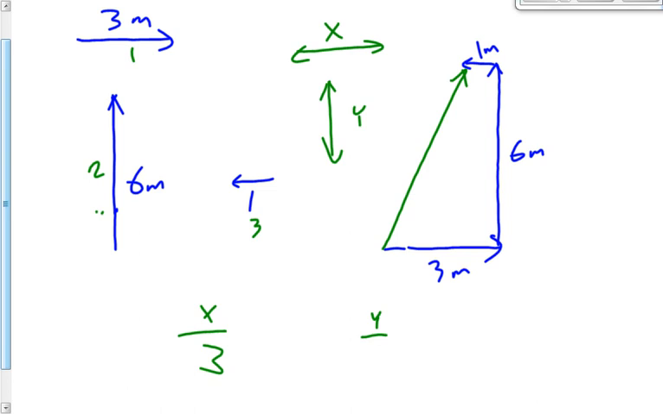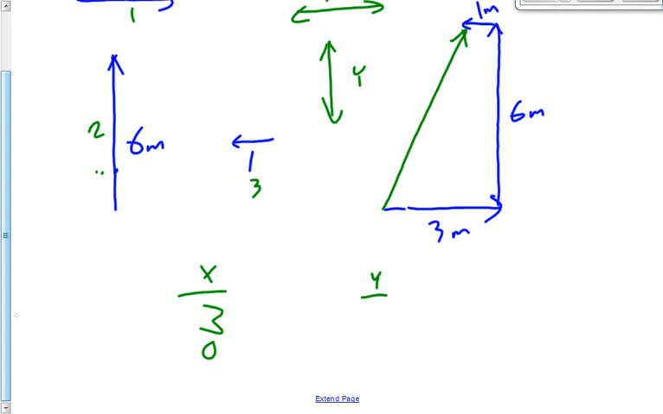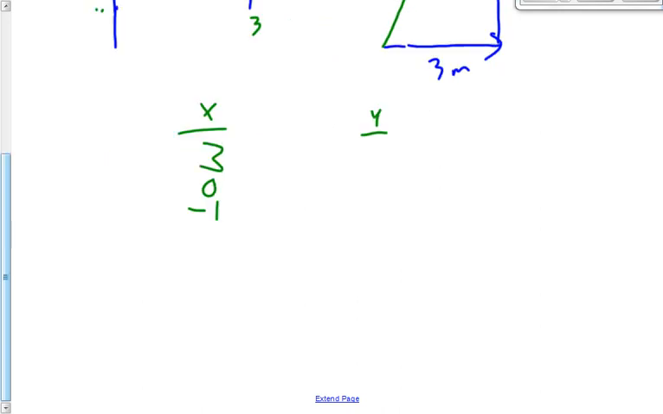None. 0. And how much of this one is horizontal? Be careful with this one. What is it? -1. Good. Negative because it's going in the opposite direction, to the left. So we're going to say that the total x here ends up being equal to 2.